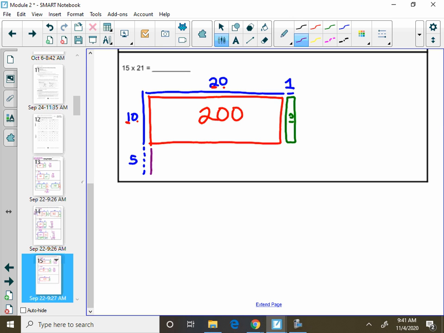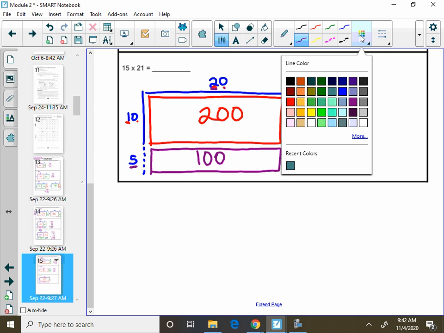5 times 20. You could count by 20s. 20, 40, 60, 80, 100. Or maybe like this. It's good to underline stuff, I think, with extended facts. 5 times 2 is 10. 1 in the problem, 1 in the answer. Does it make sense to you? 10 times 20 versus 5 times 20? 5 times 20 is half as big, right?